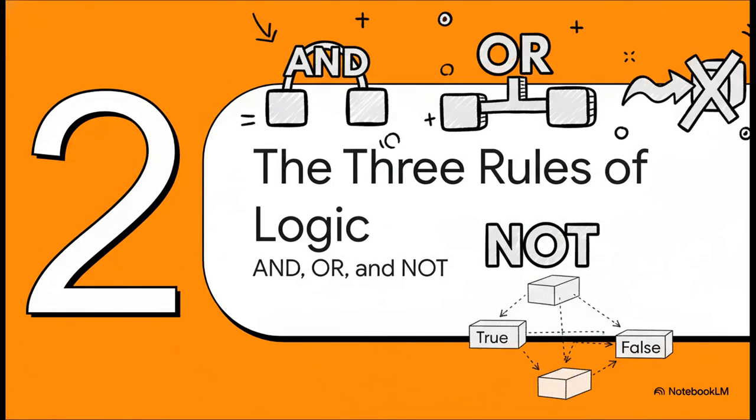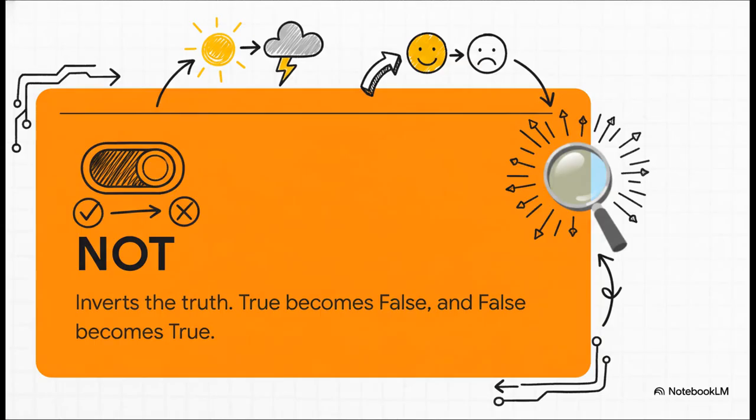So if true and false are our building blocks, then you can think of and, or, and not as the magic words that let us combine those blocks into something useful. Let's start with the simplest one of the bunch, not. Its job is exactly what it sounds like. It's basically a flip switch. It just takes whatever truth value you hand it and completely inverts it. True becomes false, and false becomes true.